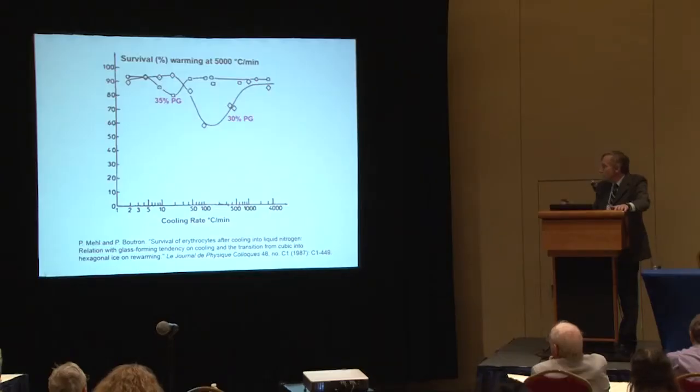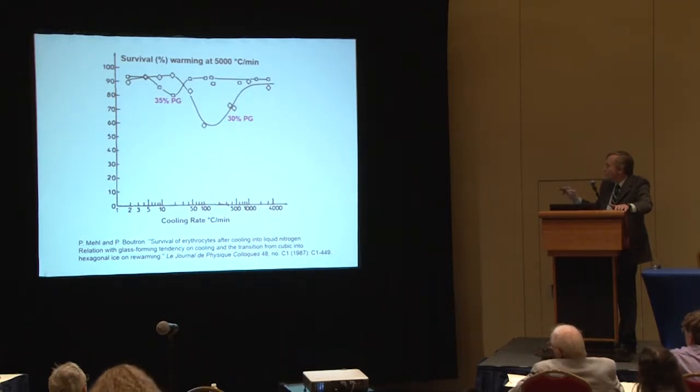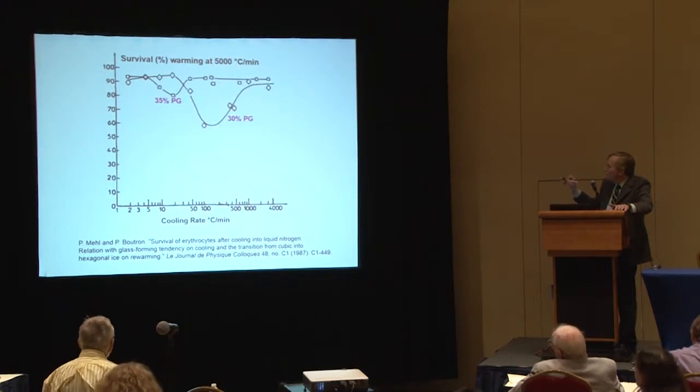Let's look at a particular example. This is work by Pierre Boutron, cryopreserving red blood cells back in 1987. And what he did is he cooled the red cells at various rates in 2 different concentrations of propylene glycol. And what he found is that at first survival drops off as the cooling rate got too fast, which is what you expect from two-factor theory. But then oddly, he found that as the cooling rate was increased further, survival recovered.